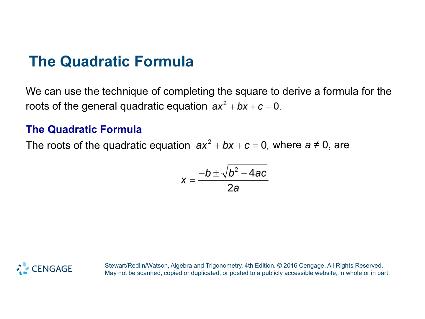Today we're going over the quadratic formula, 1.4 part 2. We can use the techniques of completing the square to derive a formula for the roots of the general quadratic equation. We have ax squared plus bx plus c equals 0. This is the same standard form we did yesterday.